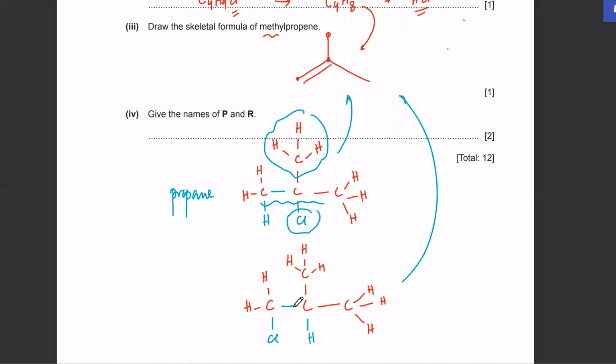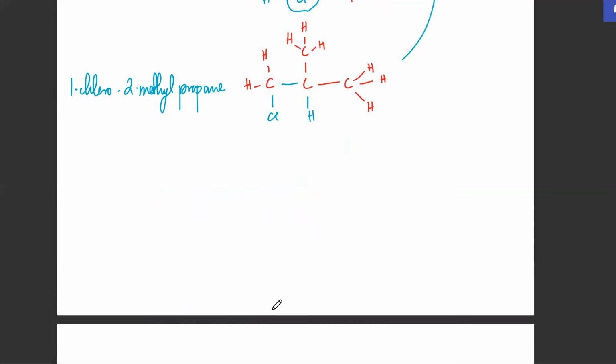So anyways, one of them is 2-chloro, 2-methyl. So this one is 2-chloro, 2-methyl propane. And this one is 1-chloro, 2-methyl propane. ठीक है. तो एक में 1-chloro है, दूसरे में 2-chloro है. So that's your answer to this one.